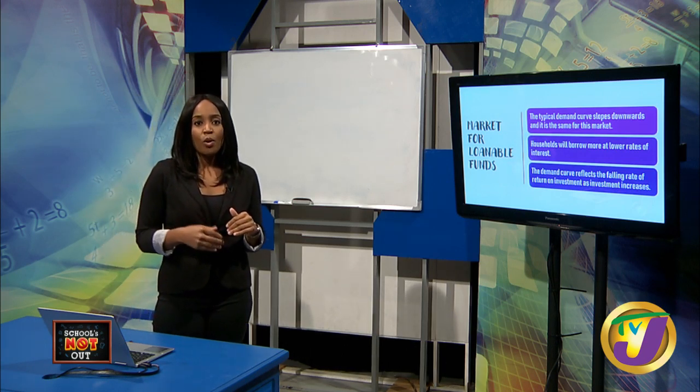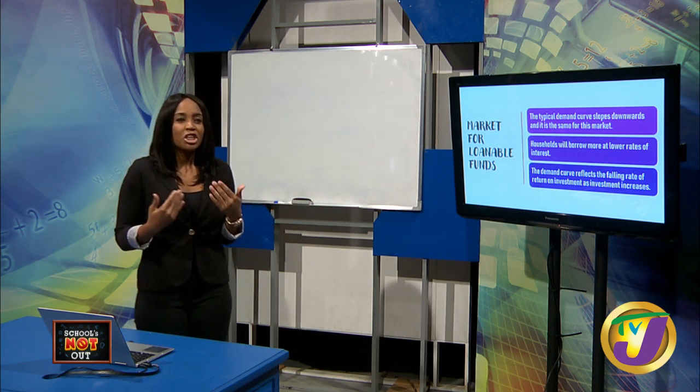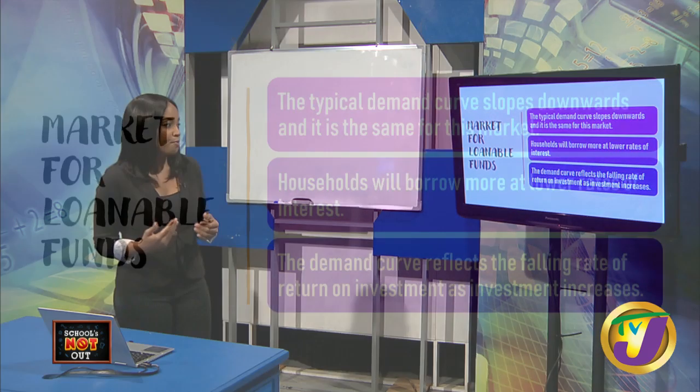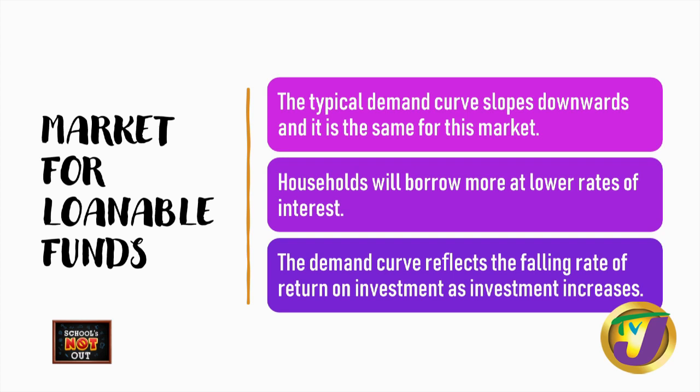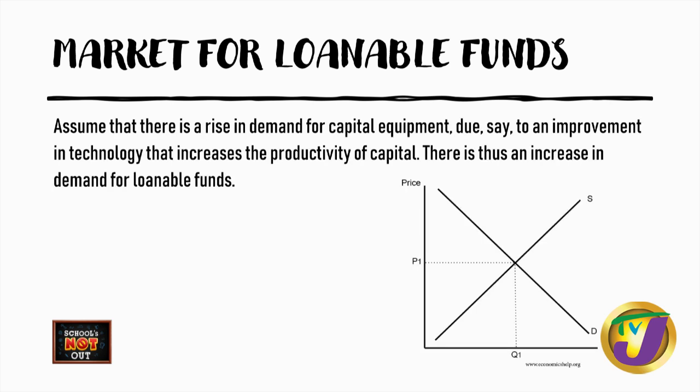When interest rates are lower, people will borrow more money because the price of money is cheaper, right? So it becomes cheaper for you to borrow money to make an investment at lower interest rates. Now, the demand curve also reflects the falling rate of return on investments, and this is due to the law of diminishing returns. Now, as interest rates lower, it becomes more profitable to invest in projects that have a lower rate of return, and the quantity of loanable funds demanded therefore rises. So when interest rates are lower, more people will want to borrow money.